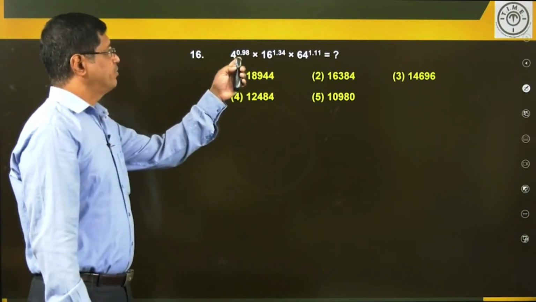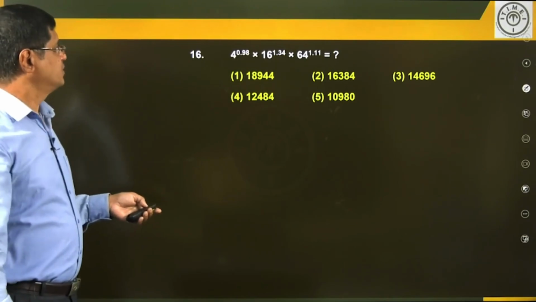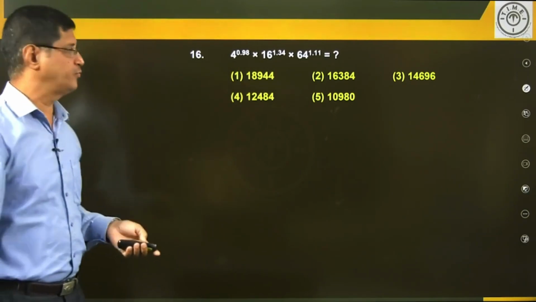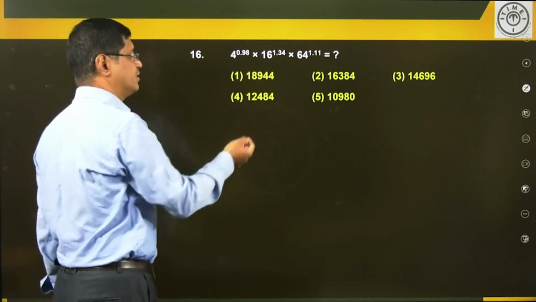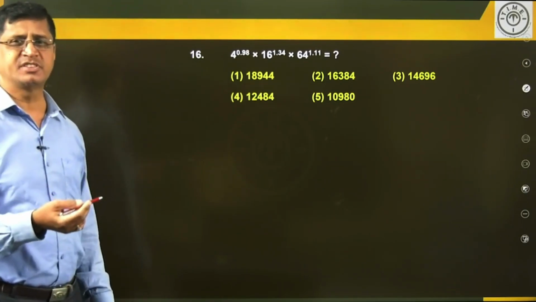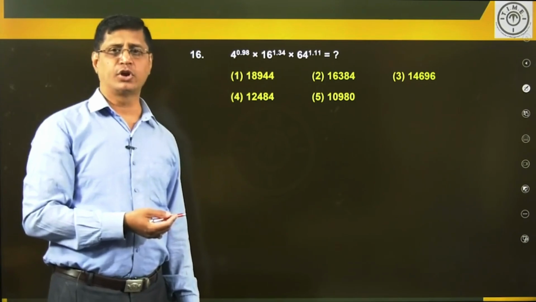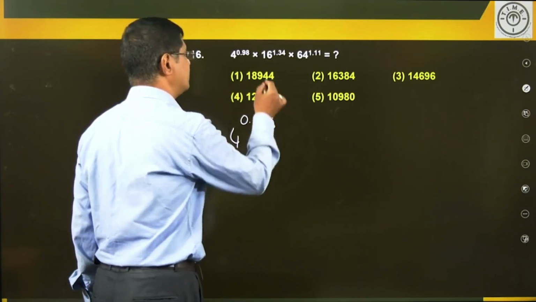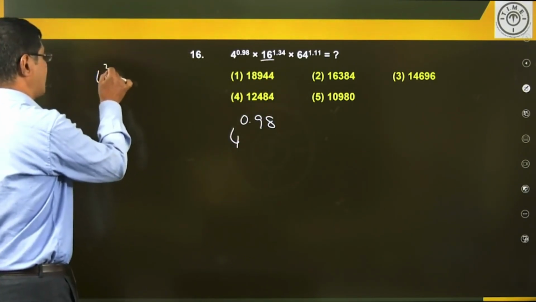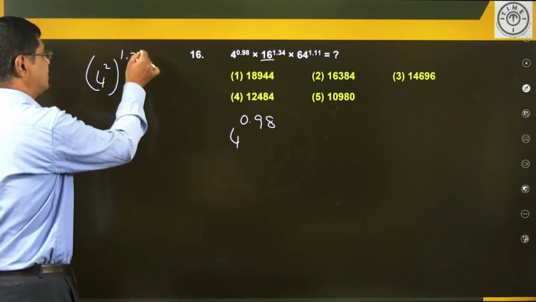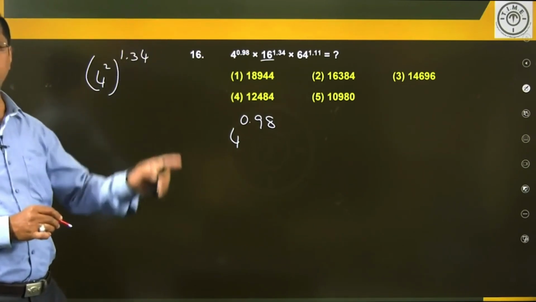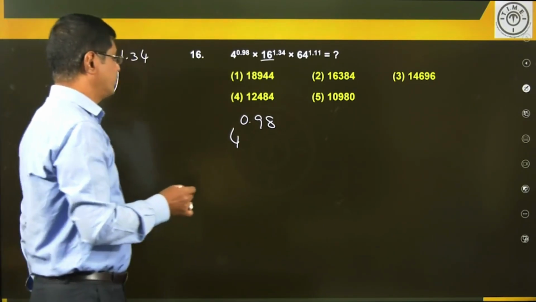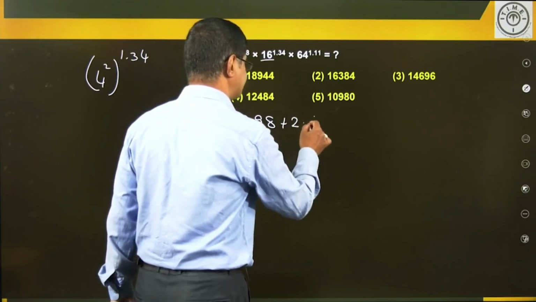Here, look at the numbers and the powers. If you observe 4, 16 and 64, all these are multiples of 4. So we can express 16 as 4 square, and 64 as 4 cube. Just observe 4 power 0.98. 16 means 4 square whole power 1.34. A power m whole power n means a power mn. So 2 times 1.34, that is 2.68.